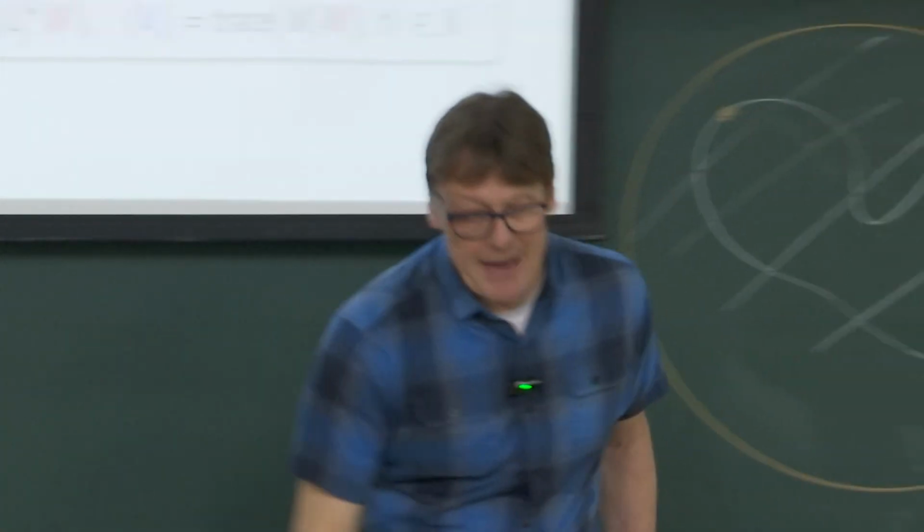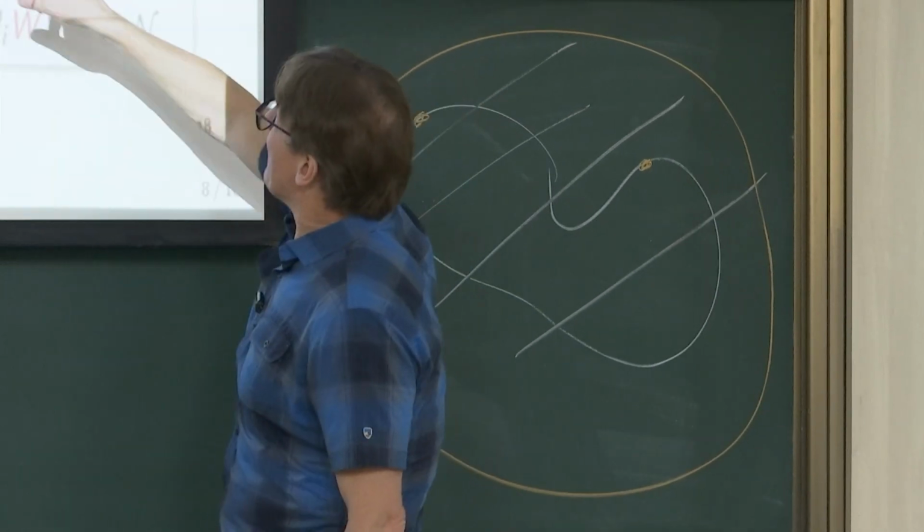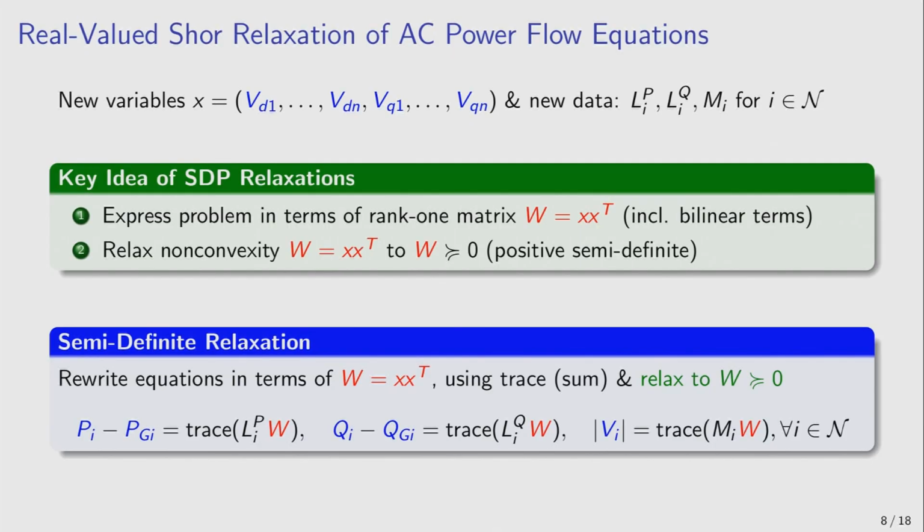So you construct a matrix by forming a rank 1 outer product of all your variables. So the x, remember, that's the collection of all these variables that appear in these bilinear terms. And you form an x transpose, that's a rank 1 outer product. And you call this matrix W. You give it a name. You can call it anything you like.